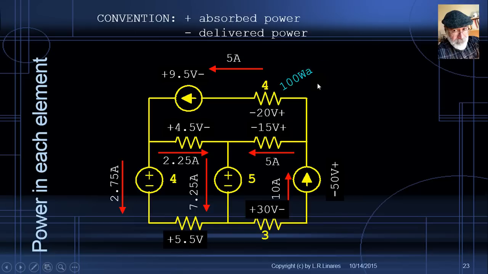The power here is absorbed, 100 watts in element A. Multiply 20 volts times 5 amps, that is 100 watts. Because the current is flowing from high to low, the element is absorbing power. That's why I'm writing that as a positive number. And in here, the power in this current source, the 5 amps current source, is voltage 9.5 times current 5 amps, that is 47.5 watts in element D. But because the current is flowing from low to high, that source is delivering power, and I represent the power as the negative value, negative 45.7 watts.